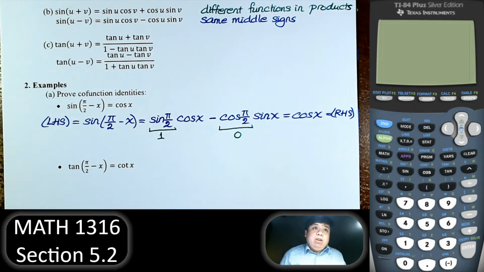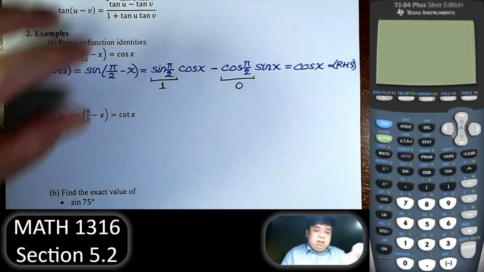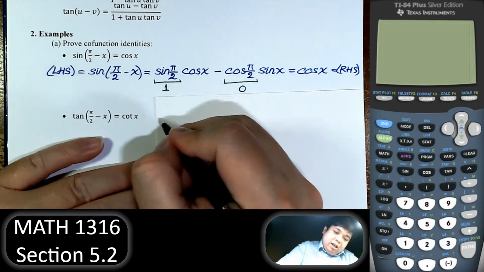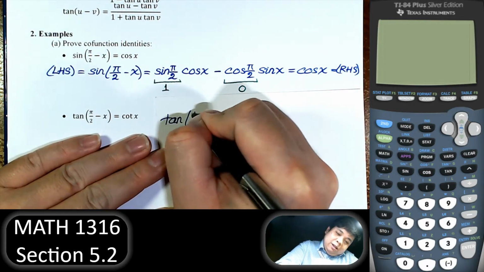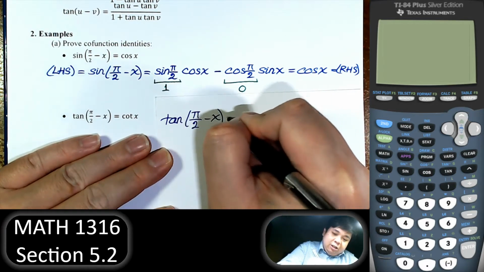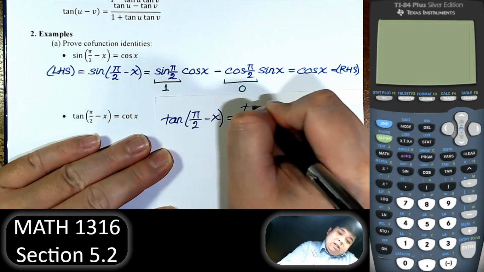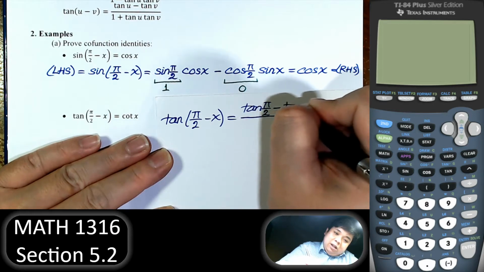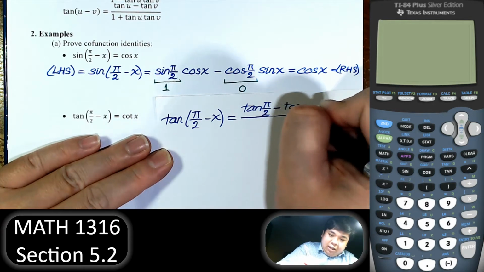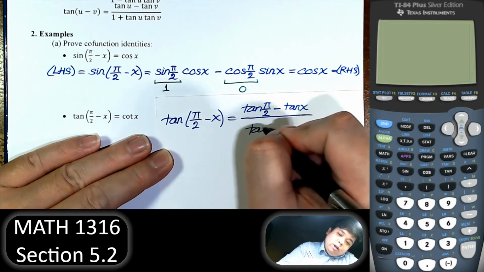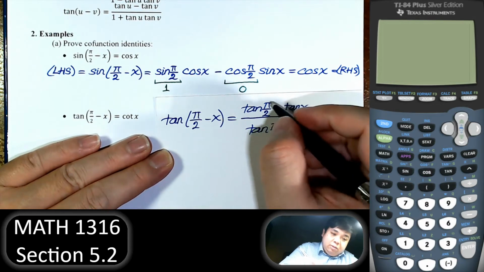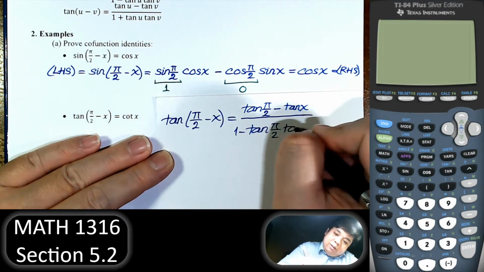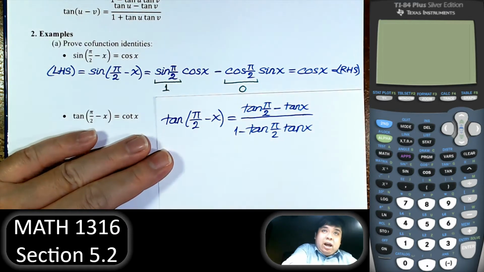So that's the proof. Simple enough. Now the next one is not as simple as it looks. I'll write it out first. The problem is if we have tangent of pi over 2 minus x, the tangent identity gives tangent of pi over 2 minus tangent of x, over 1 plus the product of the tangents.